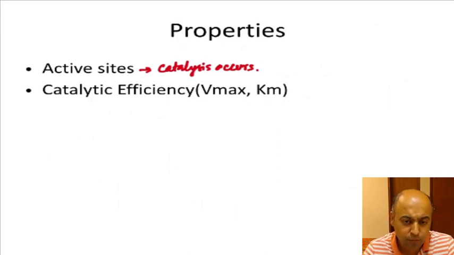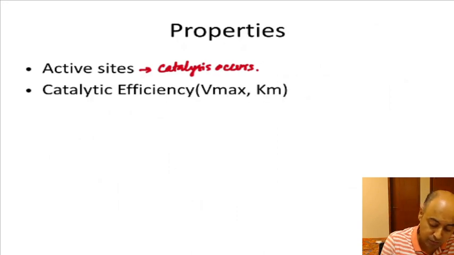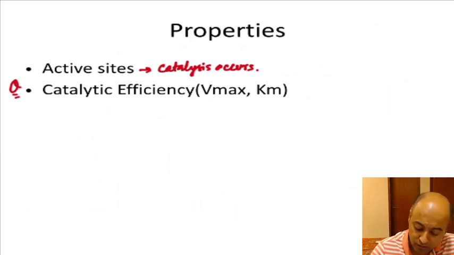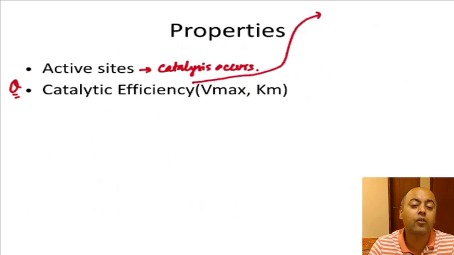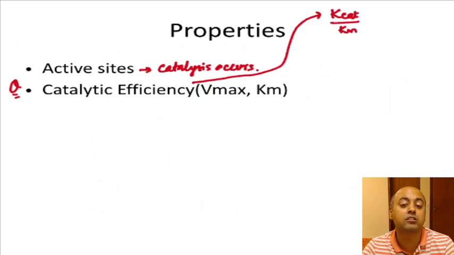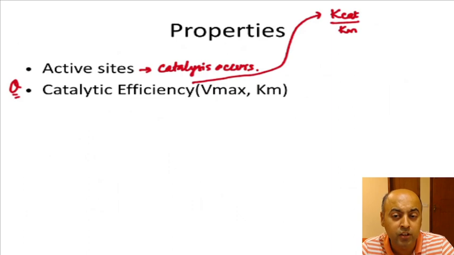Then the very, very important point, which is nowadays being asked repeatedly, is about catalytic efficiency. So here you have to remember two things. Number one, how do you define the catalytic efficiency? For this, we have the formula called Kcat upon Km. But please remember what is in the numerator and what is in the denominator. So we have Kcat upon Km.